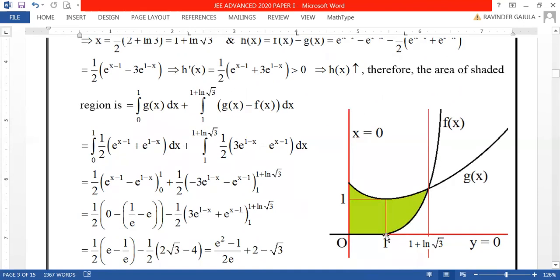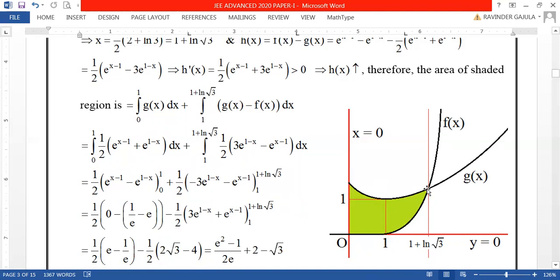Of course, f of x is not differentiable at x equal to 1. From 1 onwards, f of x is increasing. And this is the curve g of x, where g of x is minimum at x equal to 1. G of 0 is just more than 1, and on the right side also it is increasing. Now these two are intersecting at this point.